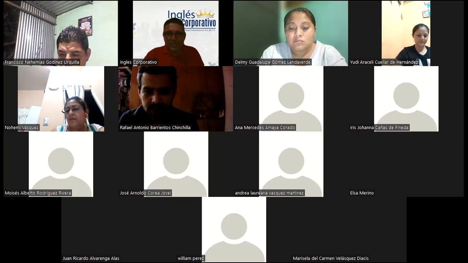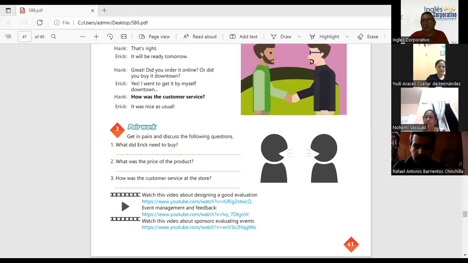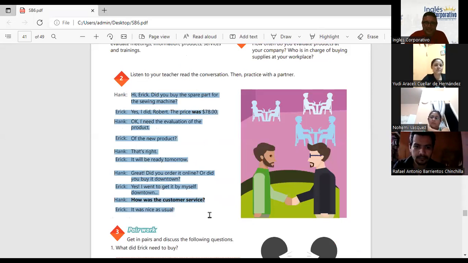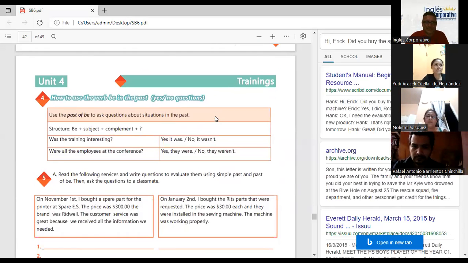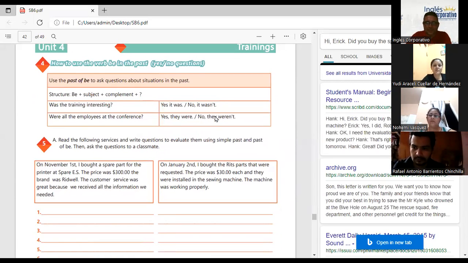Okay, so let's continue with the book. So yesterday we were practicing with the simple past and past continuous. We practiced this conversation. And today we have more practice. So fíjese bien, we are on page 42. Page 42. Can somebody read the pink information, please?